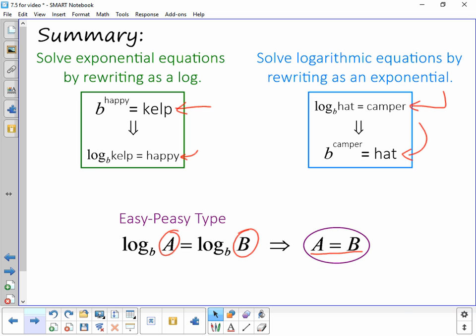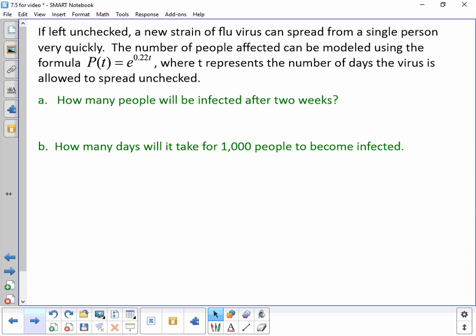So that is solving. We're going to look at two equations that have some context, and then we'll be finished. So our question is, if left unchecked, a new strain of the flu virus can spread from a single person very quickly. The number of people affected can be modeled using the formula P of t equals e to the 0.22t power, where t represents the number of days the virus is allowed to spread. P here would be the number of people affected, so how many people have the flu.